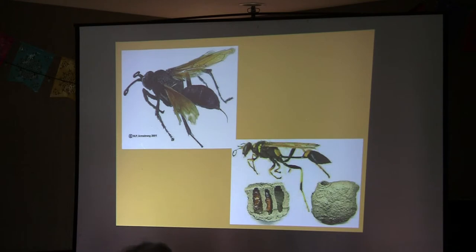There's a lot of different things that actually predate on spiders. Mud daubers and spider hawks. The mud daubers, when you see those little mud things, they pack their larval chambers with chemically refrigerated spiders so that when the eggs hatch, the wasp larvae have something to eat.